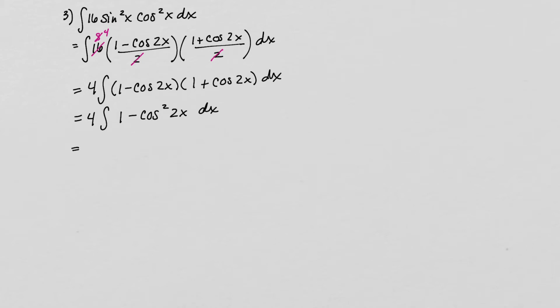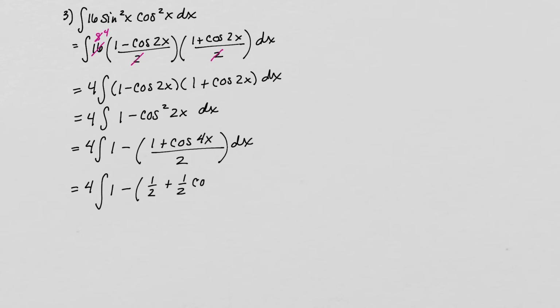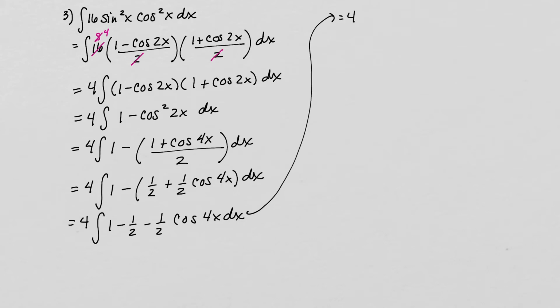And then I can't integrate just the cosine squared of 2x, so I have to break that down again. So I have 1 minus, and we're going to use the half angle identity again. This time I have a 2x instead of an x, so when I use the half angle identity, I get 1 plus the cosine of 2 times 2x, which gives me 4x, all over 2 dx. So this is going to be 4 times the integral of 1 minus 1/2 minus 1/2 the cosine of 4x dx. 1 minus 1/2 is 1/2, so I have 4 times the integral of 1/2 minus 1/2 the cosine of 4x dx.